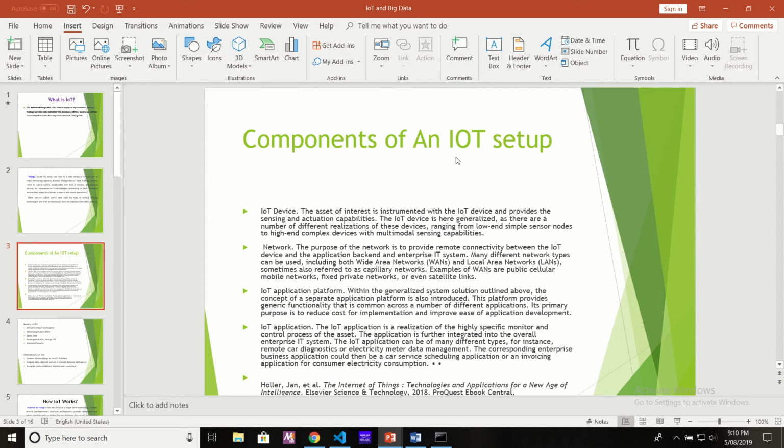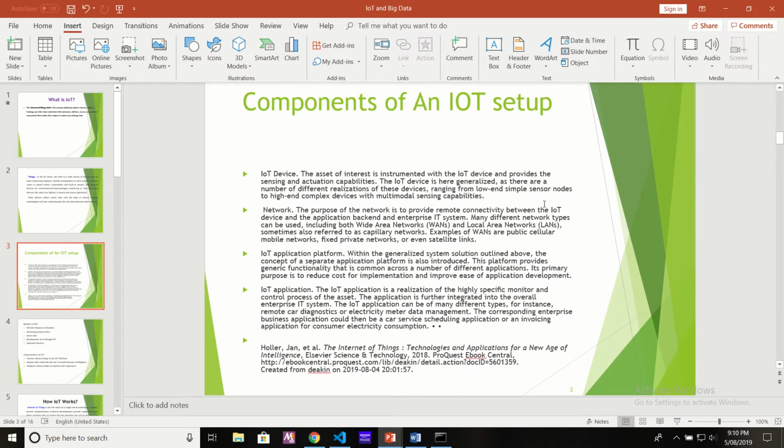Okay, components of an IoT setup. You obviously need an IoT device which will take in data, like sensors or any kind of smart device, which will communicate with the IoT application through a network or a WAN, through the internet. Connecting to the internet may not be safe. You can use private networks, you can use your own network. So this IoT application.